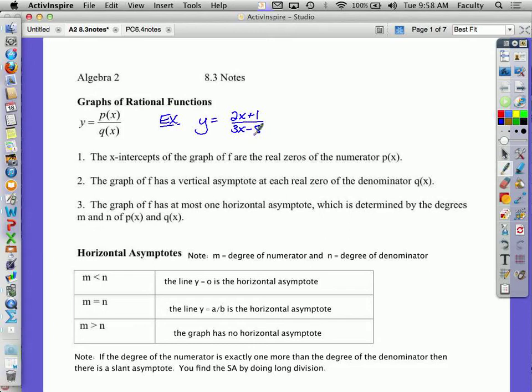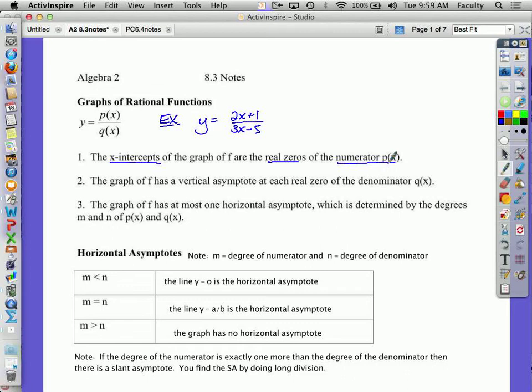I know you're trying to write the chart stuff down, but if you can, be listening. In number 1, it says the x-intercepts of the graph are the real zeros in the numerator. If you have a fraction, the only way a fraction can equal 0 is when the numerator is 0. That's going to give you the x-intercepts. You cannot let the denominator be 0. I have students each year who set the numerator and denominator equal to 0 and call those x-intercepts. You can't divide by 0. There's a problem when you divide by 0.